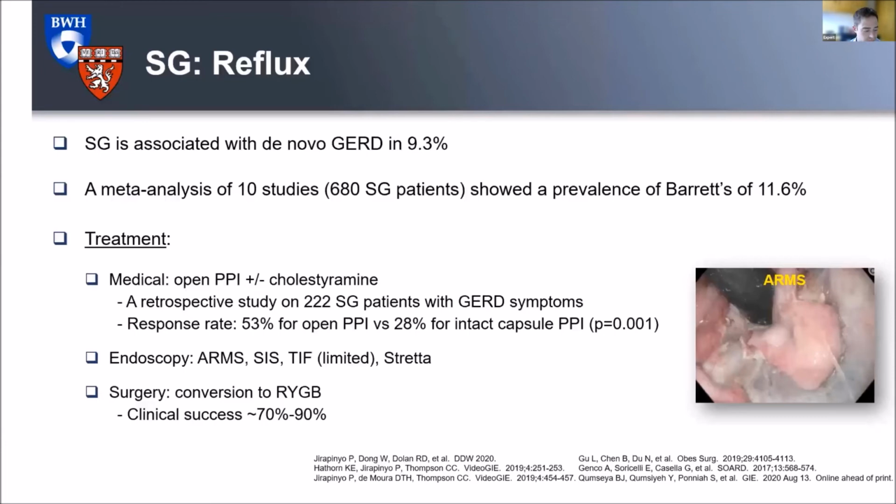However, if their acid reflux symptoms persist, you may consider treating it endoscopically with ARMS, which stands for anti-reflux mucosectomy, the Stretta procedure, or TIF, which is an endoscopic fundoplication, although this is more limited due to difficulty retroflexing the device in a sleeve gastrectomy anatomy. Ultimately, some patients may need a conversion to Roux-en-Y gastric bypass.